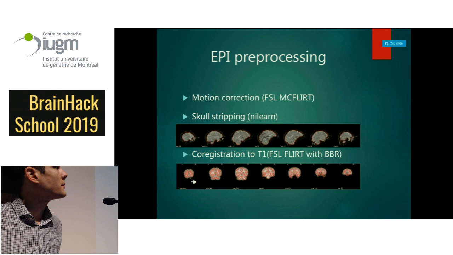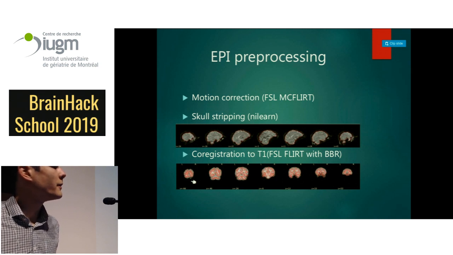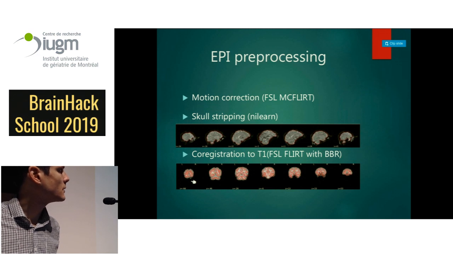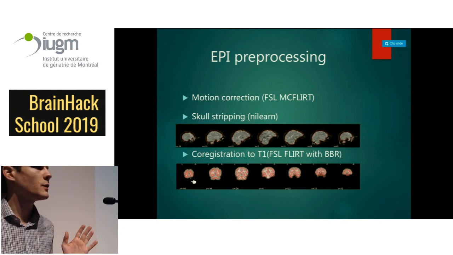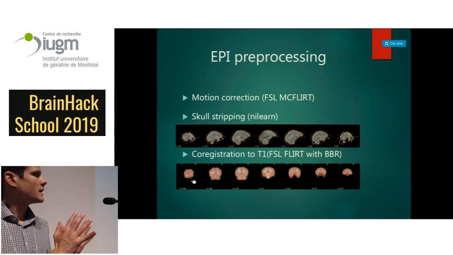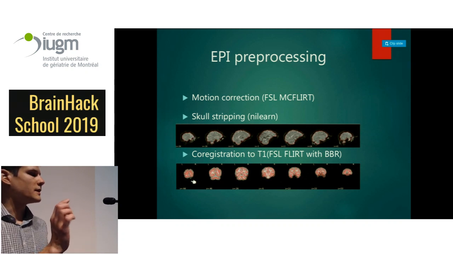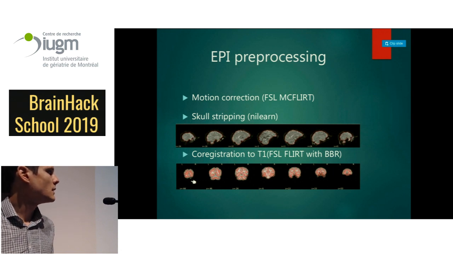For the EPI preprocessing, the usual first step is to correct for motion, so that every voxel represents the same area of the brain. That's really important to do first. You have again a skull stripping that is based on Nilearn, and co-registration with the T1. This one uses a specific cost function: it uses the interface between gray matter and white matter, and tries to align the EPI so that the gradient of intensity across this boundary is maximal. It's a more recent registration technique, and it works quite well.